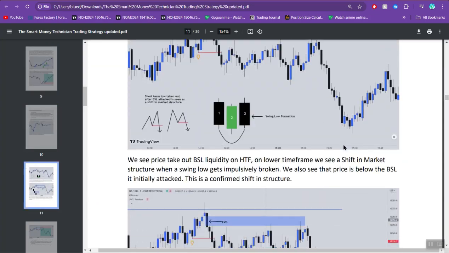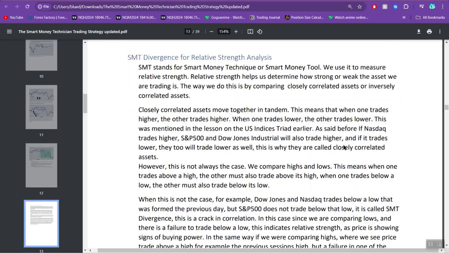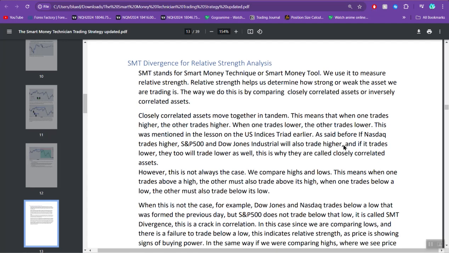So in today's video, we are going to be discussing SMT Divergence. Now, SMT stands for Smart Money Technique or Smart Money Tool. And we basically use it to measure the strength that the market does have, right? Whether it has strength to the upside or whether it has strength to the downside. It's basically used to see how strong or weak the particular asset that we're trading is, right?